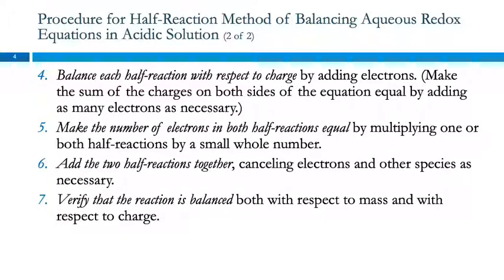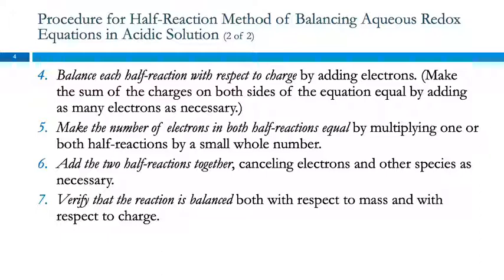After that, we balance each half reaction with respect to charge. The charge does not have to be 0 on each side, but it needs to be the same. It could be -2 on each side, -5, whatever. It just needs to be the same. And we do that by adding electrons. What's going to happen is one of these reactions will have electrons as reactants, and one will have electrons as products, because one is gaining electrons and one is losing electrons.